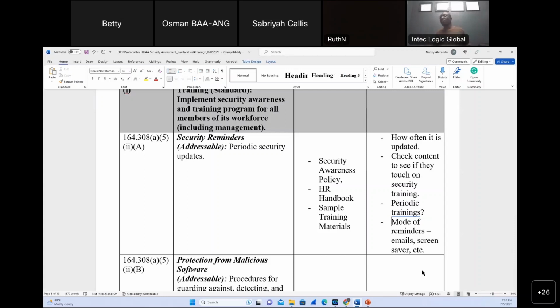Sometimes you may not have the time to go through every document, but the table of contents is good. Is this training periodic, or is it just once in a while that they do it? What is the mode of training? Is it through email reminders? Is it something that they put on their monitors?